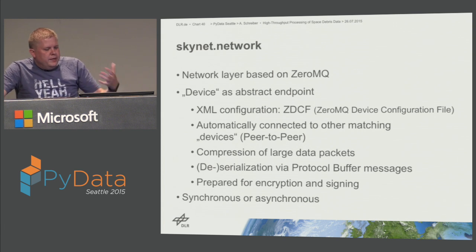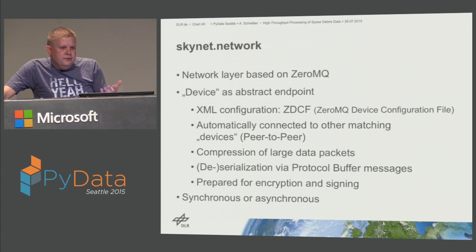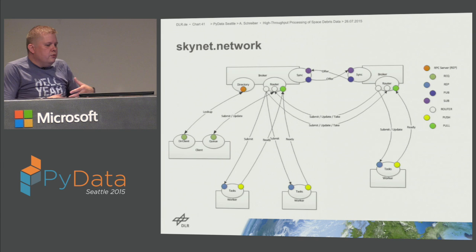We automatically connect devices to each other if they fit. We support compression of large data packages, serialization via protocol buffers, and the thing that we want to incorporate next year is encryption and signing of the data. And the network could look like that.